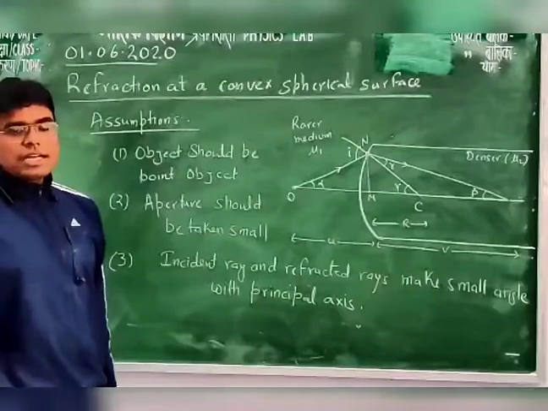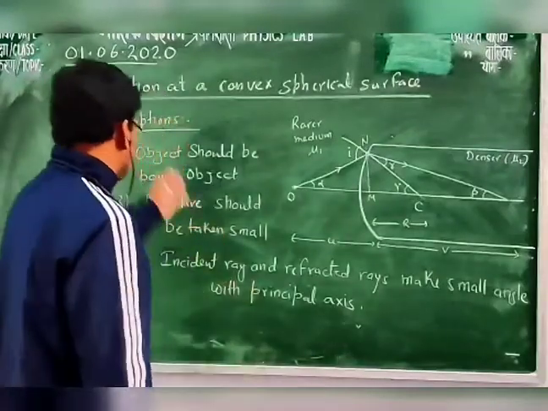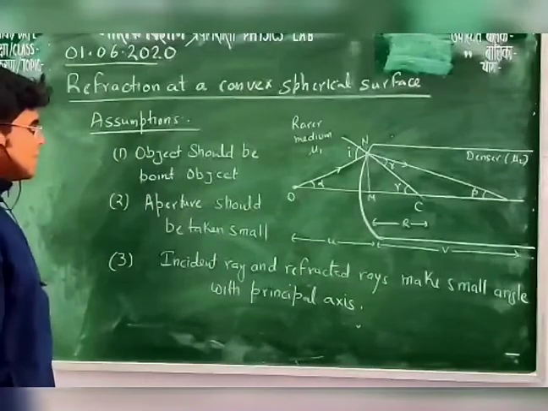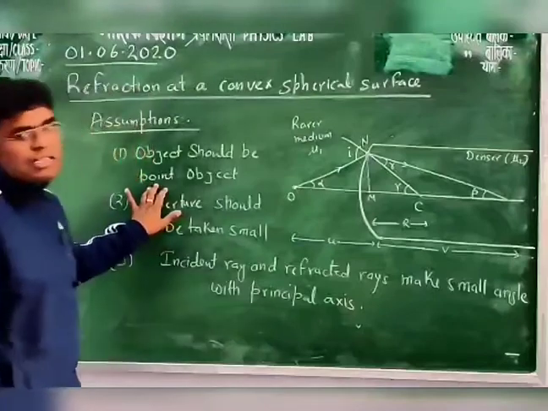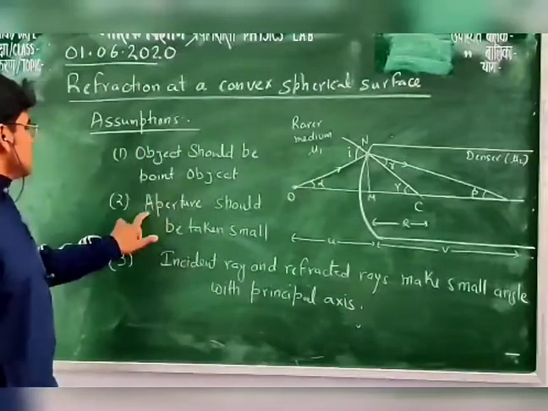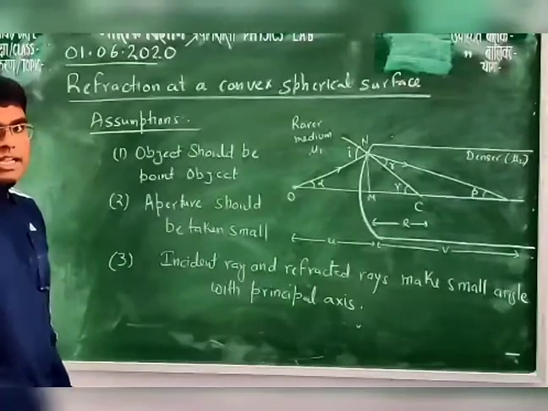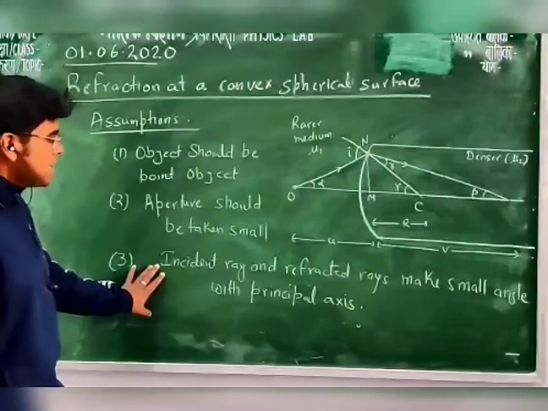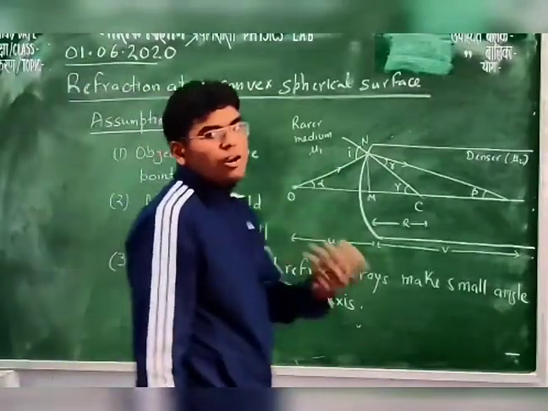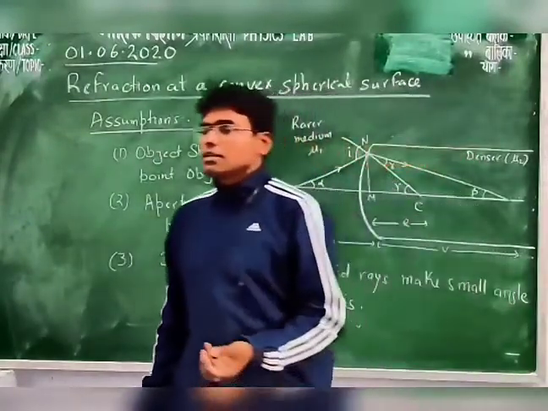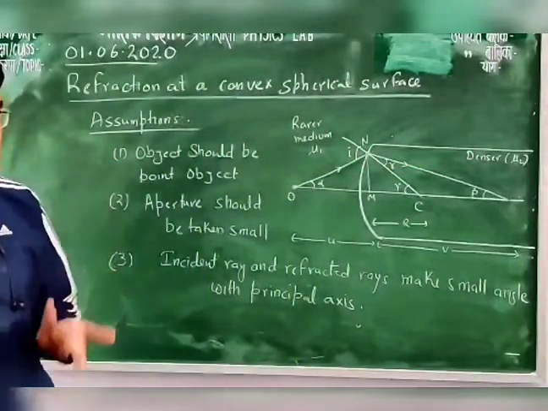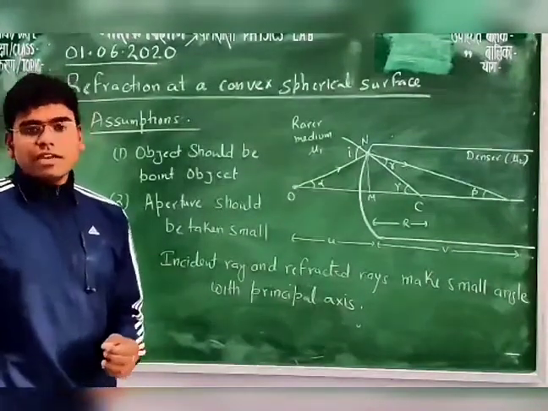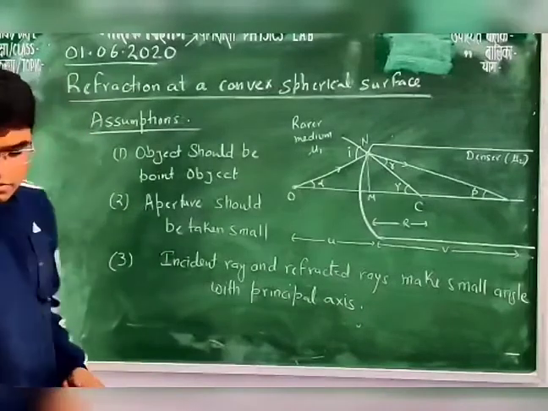The assumptions that I am talking about are as follows. First one, the object should be a point object, meaning the object should be small in size. Second one, the aperture of the surface should be taken small, it should not be large. And the third one is that the incident ray and the refracted ray make small angles. When they make small angles, we will use the approximation: sin theta is approximately equal to theta, and tan theta is approximately equal to theta. So these approximations we will take into account. Okay, so we will start the derivation.